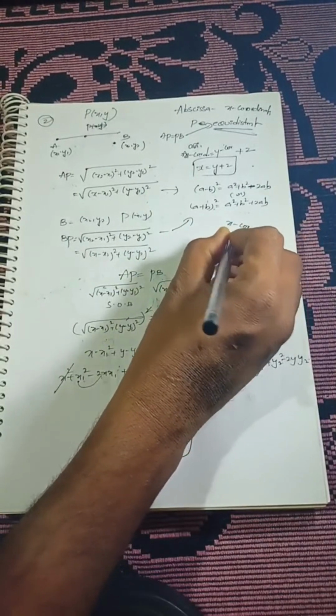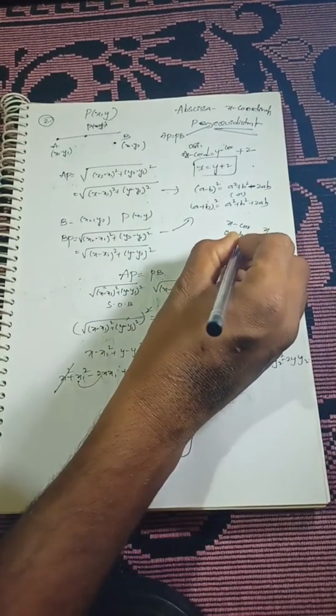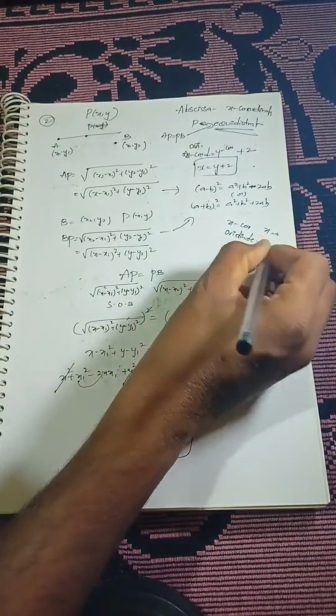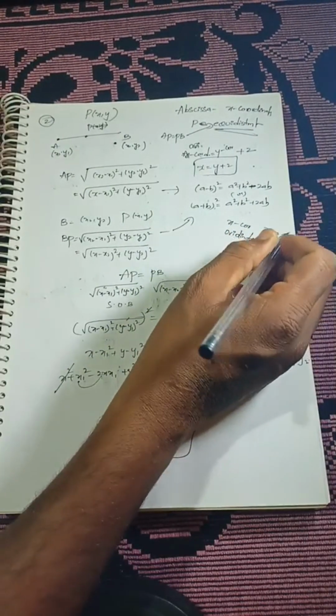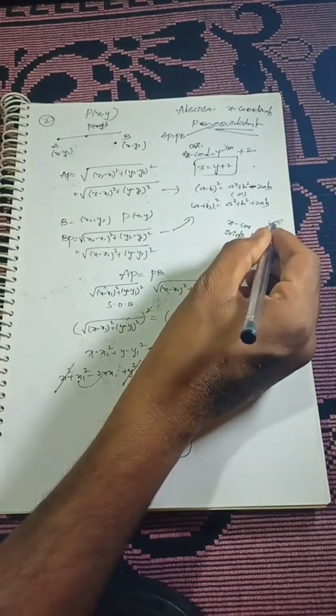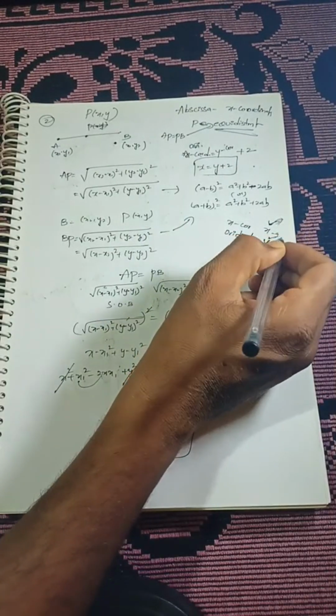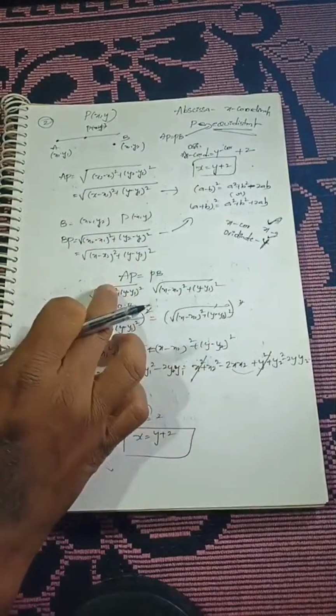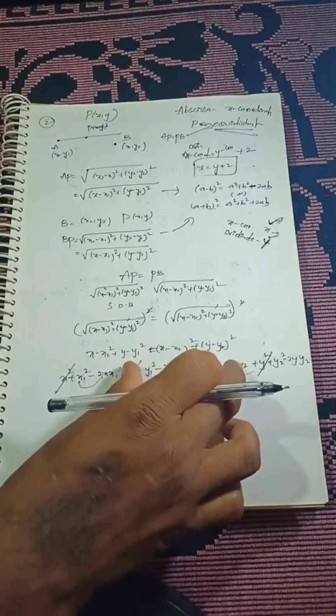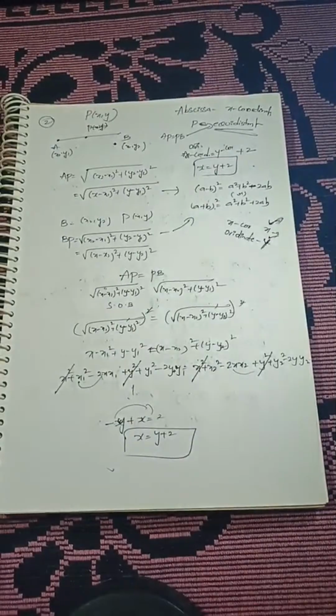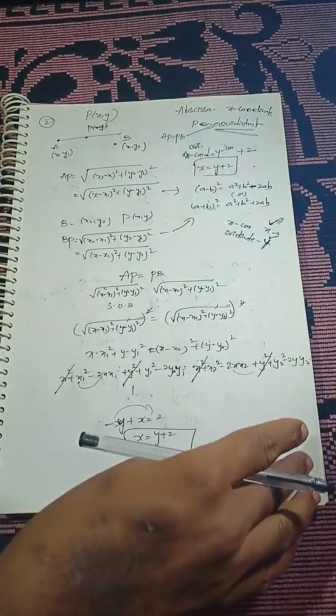So, ordinate. The point which is on the y-axis, the y coordinate, is called the ordinate. The point on the x-axis is called the abscissa, and y is called the ordinate. So solve AB equals BB; the x square and y square will get cancelled on both sides. Then finally we are getting the value of x.